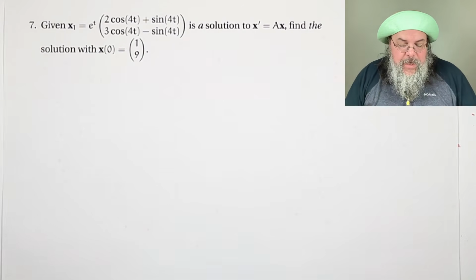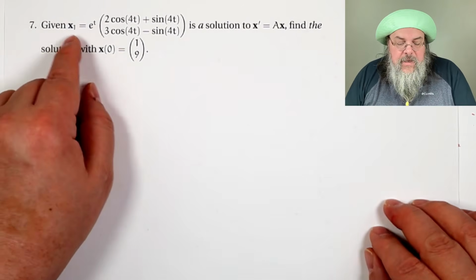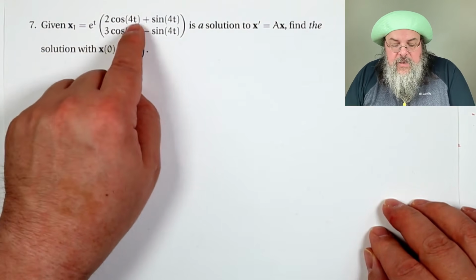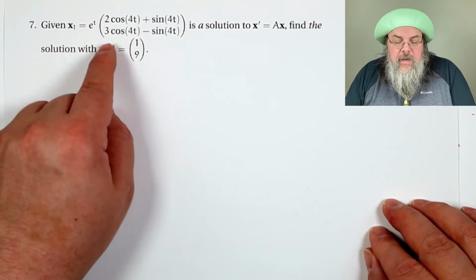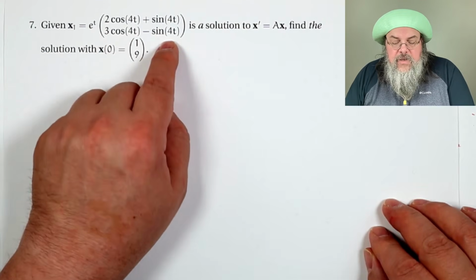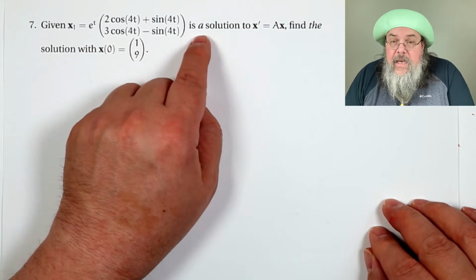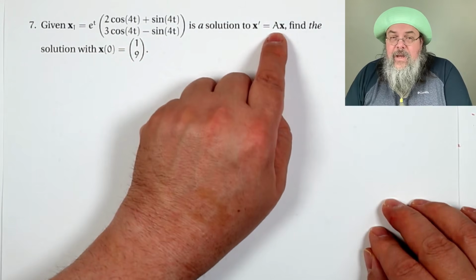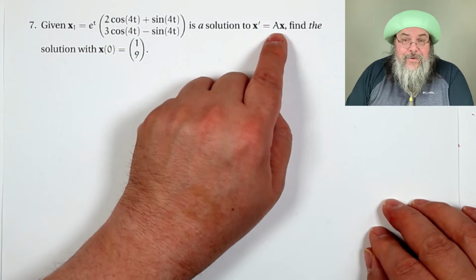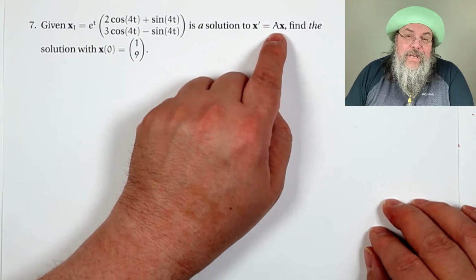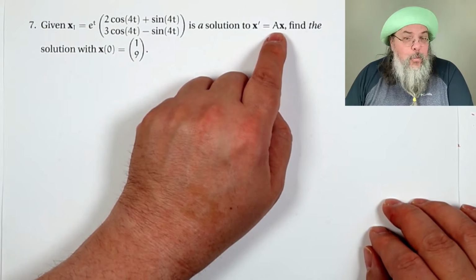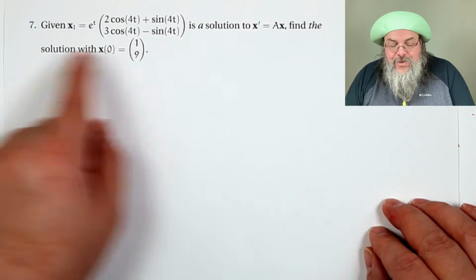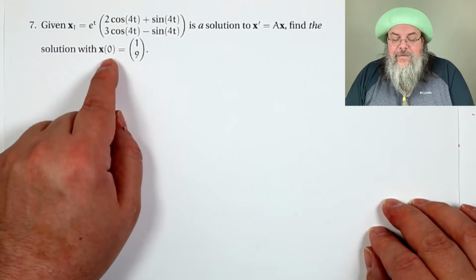Okay, so here's what we have. We have that x1 is e to the t times (2 cosine 4t plus sine 4t, 3 cosine 4t minus sine 4t). We're told that's a solution to x prime equals Ax. Now what is A? They didn't give it to us. Can we find it? We can. Are we going to do it? We are not. Find the solution with x of 0 is (1, 9).